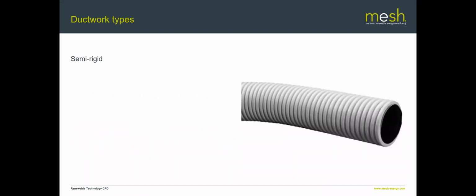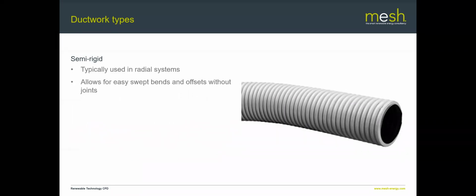And then finally, the other major type of ductwork that's used in MVHR is what's called semi-rigid. It looks like a big Hoover tube, for want of a better analogy. Obviously larger in diameter. Typically this would be coated with an anti-mold coating on the inside, so cleaning is less of an issue. And it's used typically in radial systems.